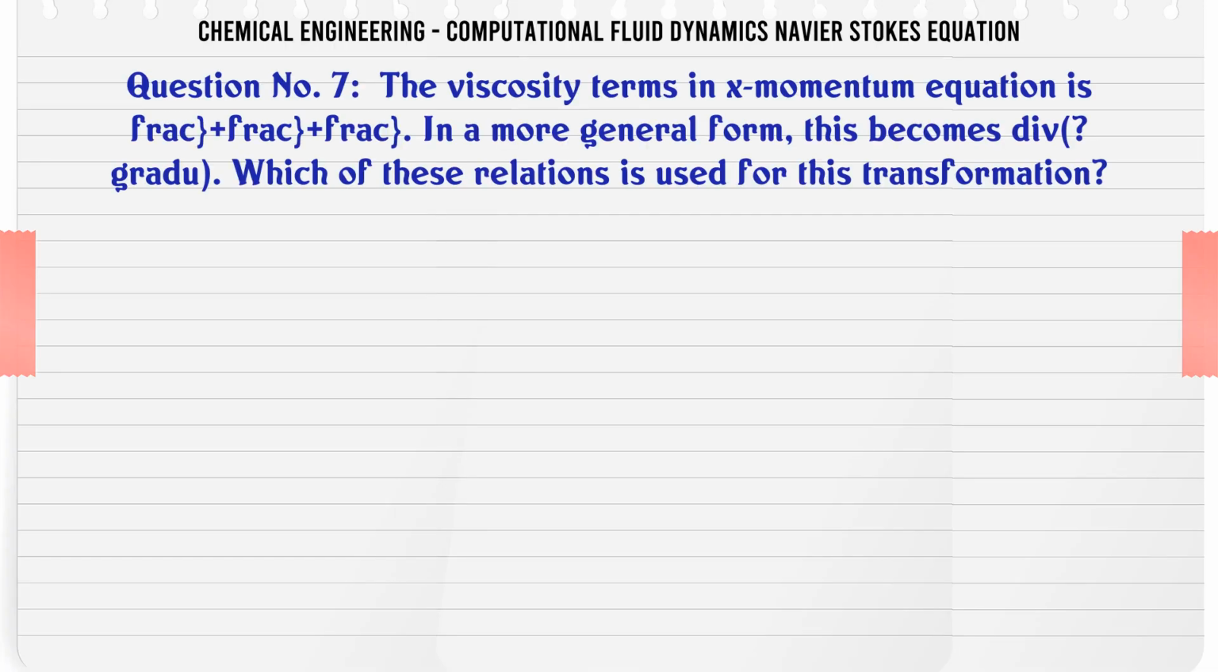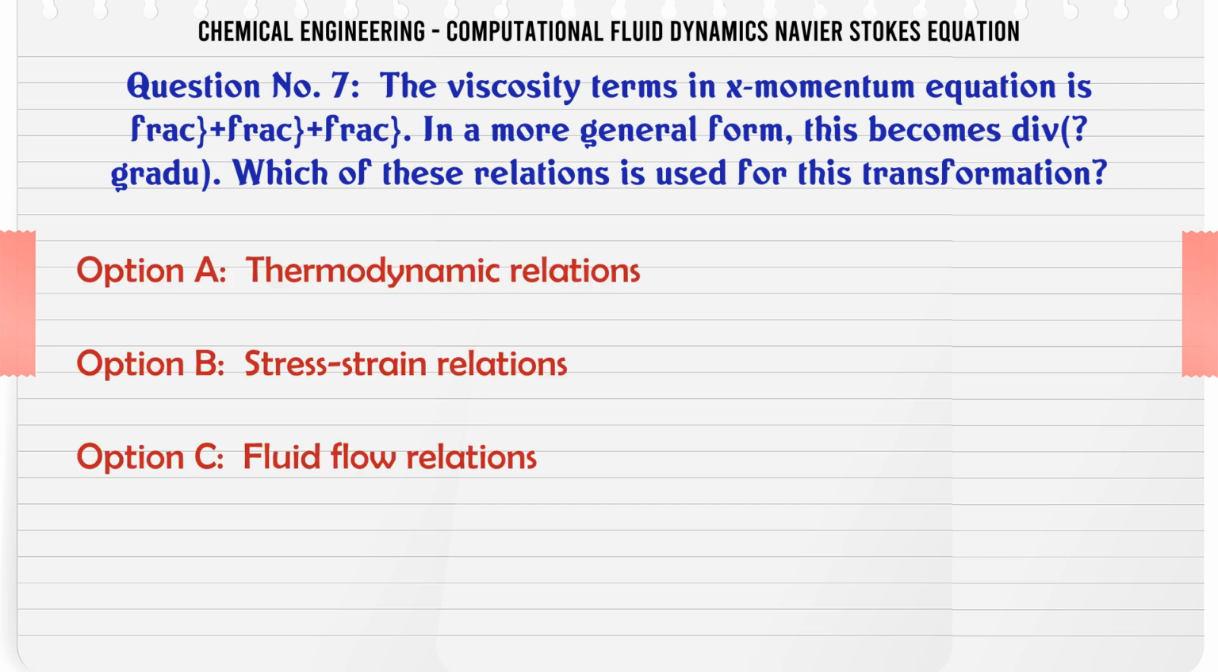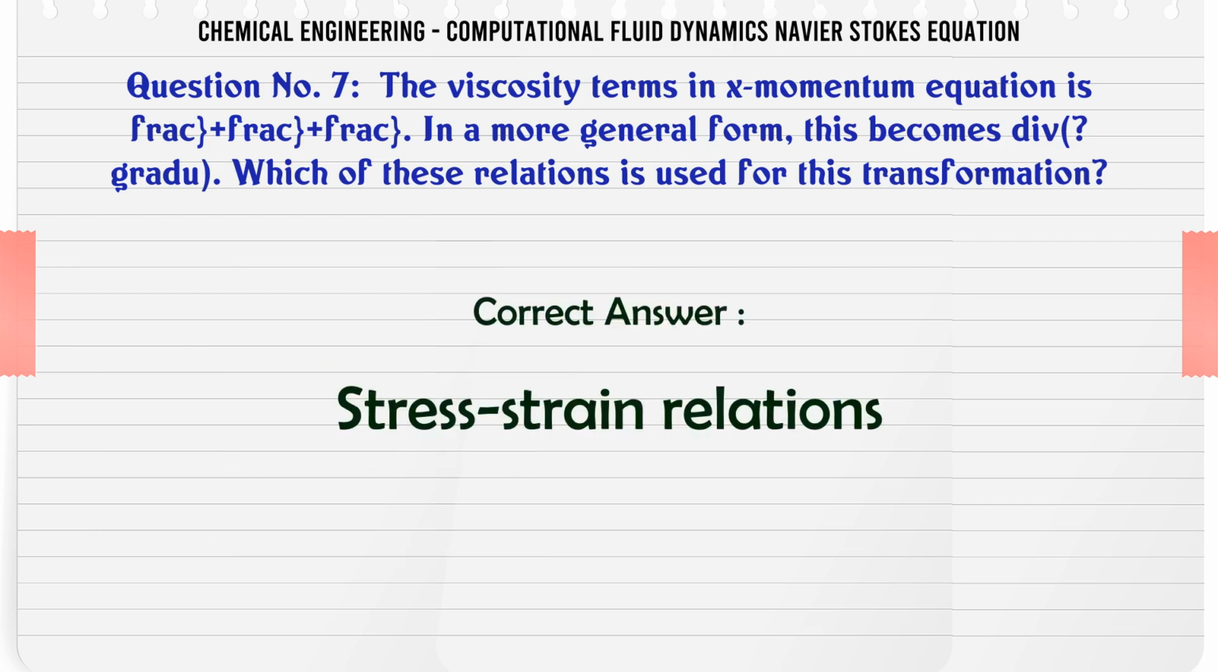The viscosity terms in the x momentum equation is ∂τxx/∂x + ∂τyx/∂y + ∂τzx/∂z. In a more general form, this becomes div(μ grad u). Which of these relations is used for this transformation? A: Thermodynamic relations. B: Stress-strain relations. C: Fluid flow relations. D: Geometric relations. The correct answer is stress-strain relations.